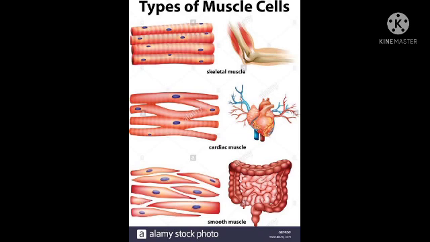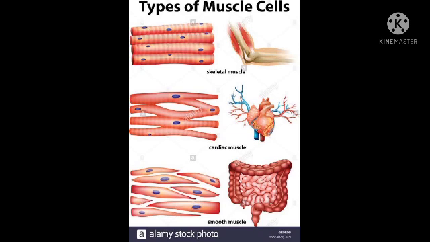These are the three types of muscular tissue: voluntary muscles, involuntary muscles, and cardiac muscles. Voluntary muscles are attached with the bone, so they are known as skeletal muscles, and involuntary muscles are also known as unstriated muscles, which are present in the walls of the organs such as stomach and in our blood vessels. And the next muscle is cardiac muscle, which is present in our heart.